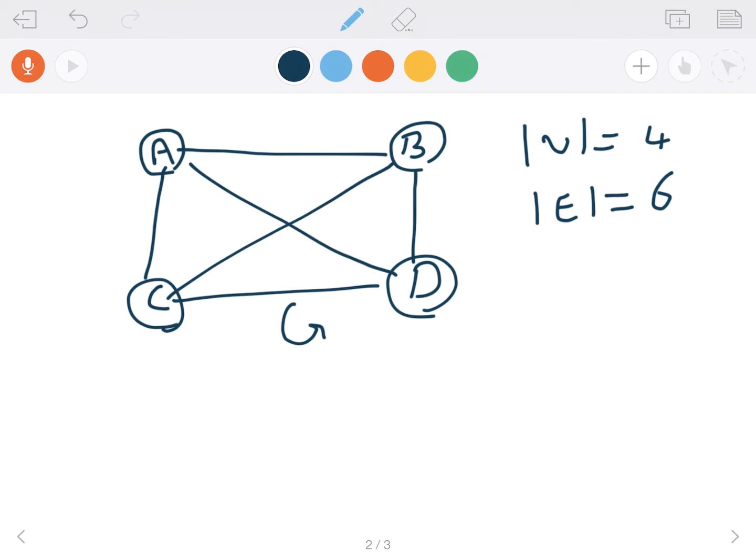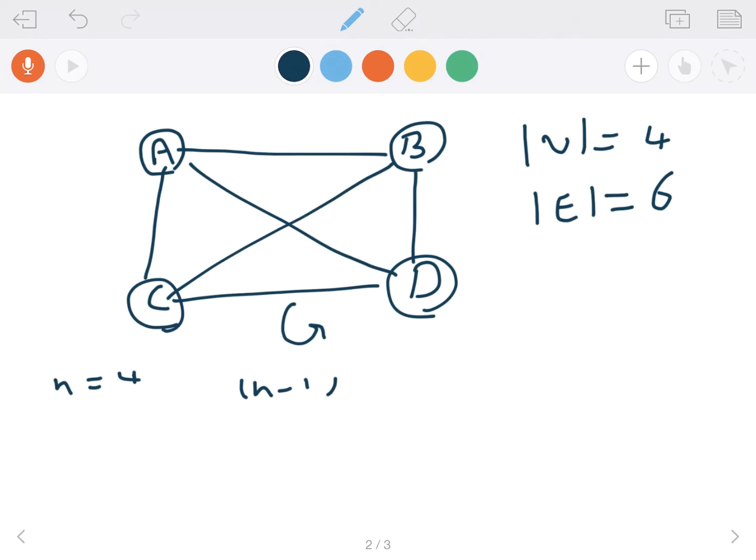A simple answer to this question is: there are n vertices, and in this case n is equal to 4. Let's pick node A as one node. From node A to any other node there's an edge, so there are n minus 1 edges. We picked A, but there are also n minus 1 edges for B, and n minus 1 for D and C.